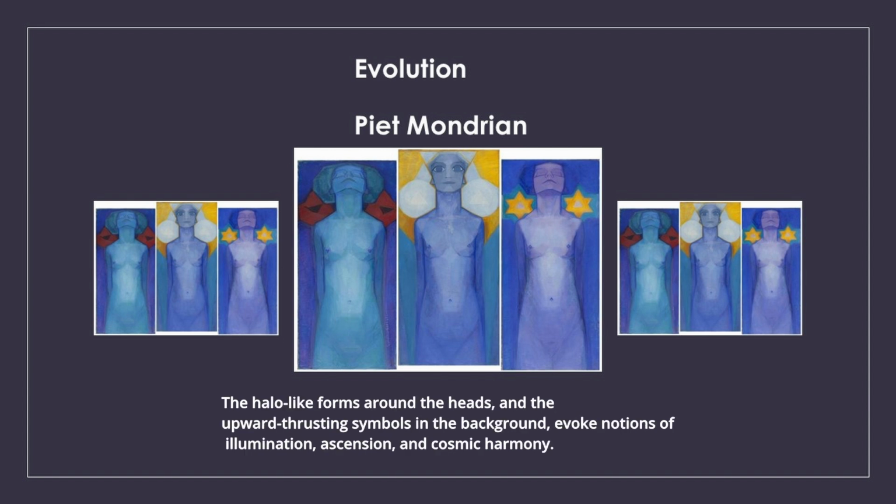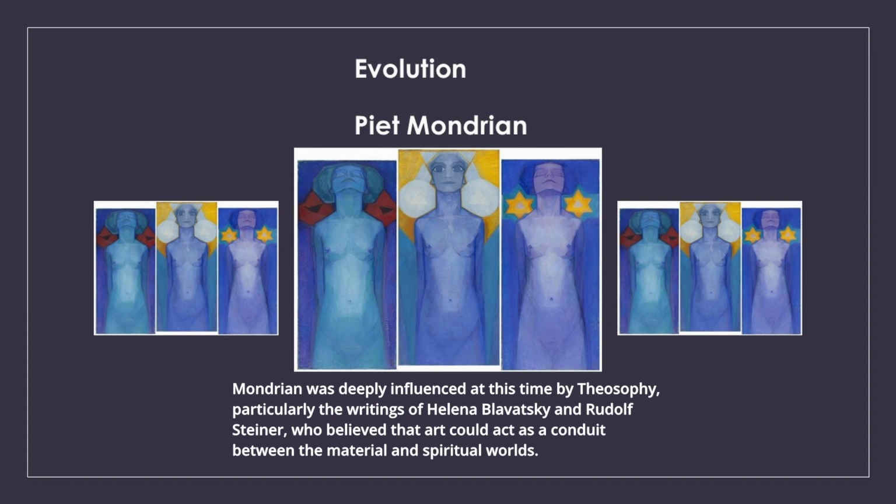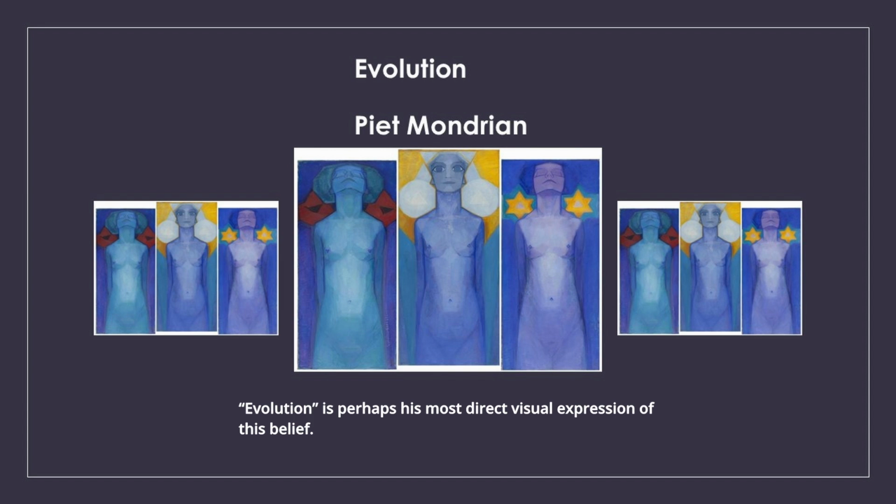The halo-like forms around the heads, and the upward-thrusting symbols in the background, evoke notions of illumination, ascension, and cosmic harmony. Mondrian was deeply influenced at this time by theosophy, particularly the writings of Helena Blavatsky and Rudolf Steiner, who believed that art could act as a conduit between the material and spiritual worlds. Evolution is perhaps his most direct visual expression of this belief.